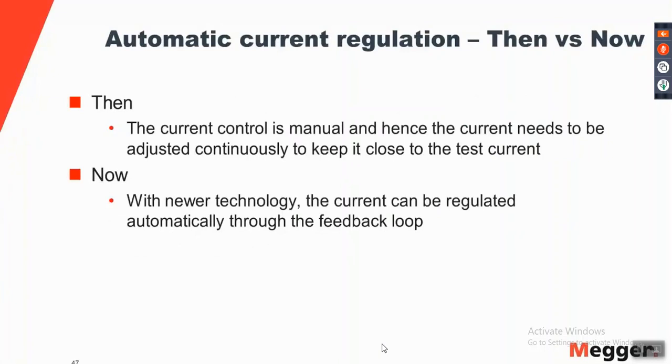So how do the two technologies deal with this problem? If you're using a test set with traditional technology, you would need to continuously adjust the output to keep the current close to the target current. If you're using a test set employing modern technology, the test set will take care of that for you. So there's a feedback loop, as I mentioned in one of the earlier slides, where the instrument knows what current is being put out, and it adjusts the output so that the current sticks to the target current.